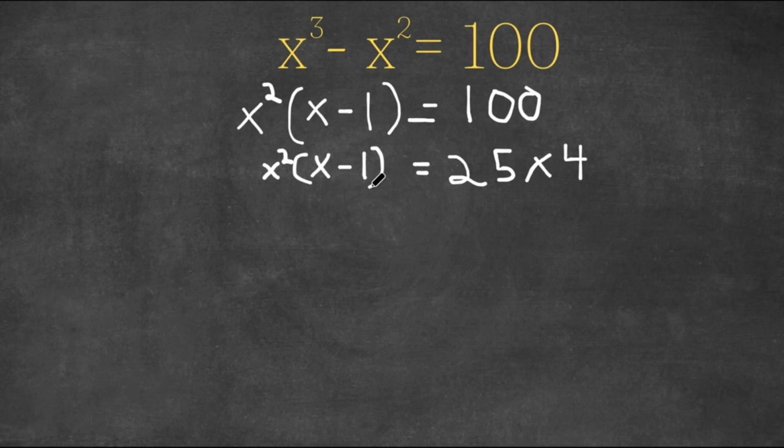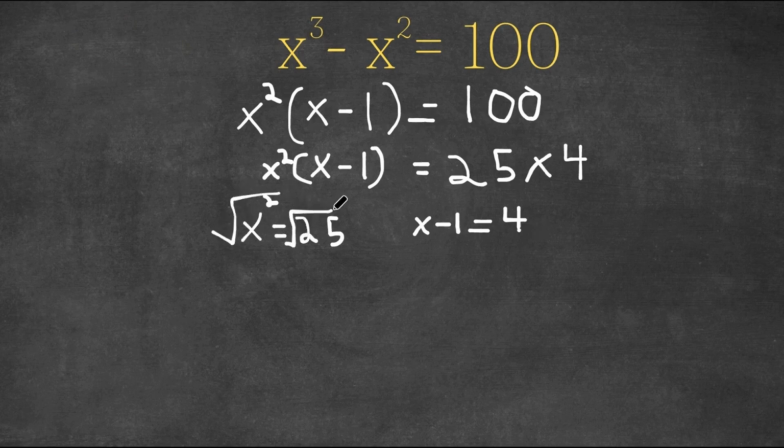Now, this gives us two equations. We would have x squared equals 25, and x minus 1 equals 4. Well, for x squared equals 25, if we do the square root on both sides, we would get, well, the square root of x squared is simply x equals, the square root of 25 is positive or negative 5.